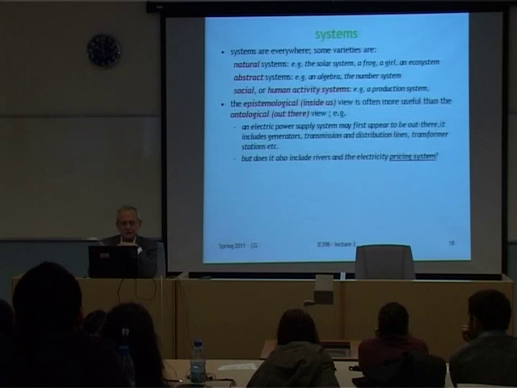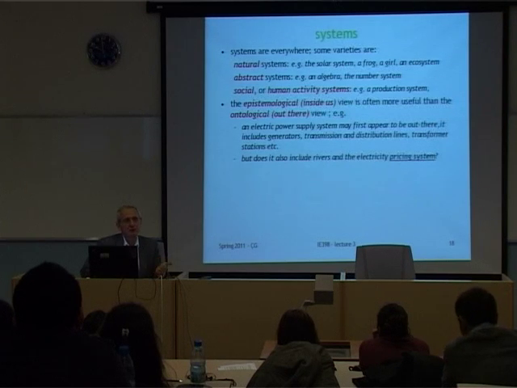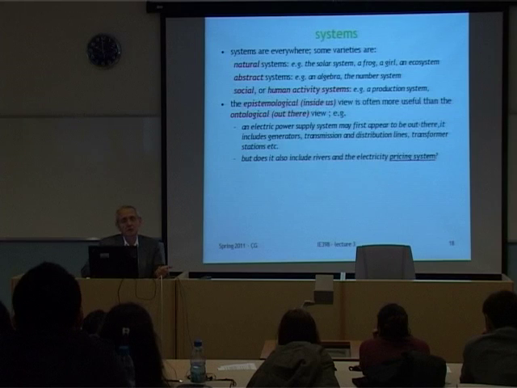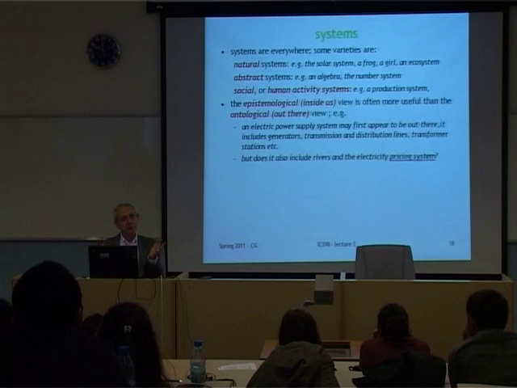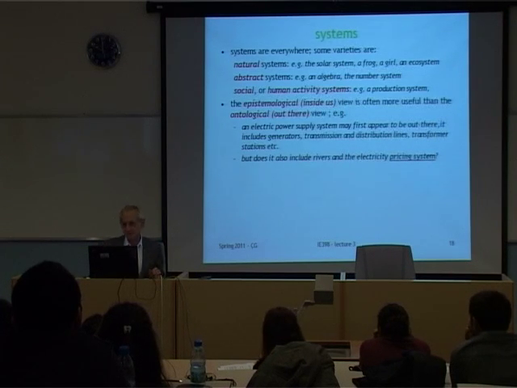It includes generators, etc., transformer stations, etc. But does it also include rivers? Maybe you produce electricity from hydroelectric stations. And for example, this electricity that is produced has a price. You sell this electricity. So there's a pricing system. So the electric power supply system has these sort of extensions.